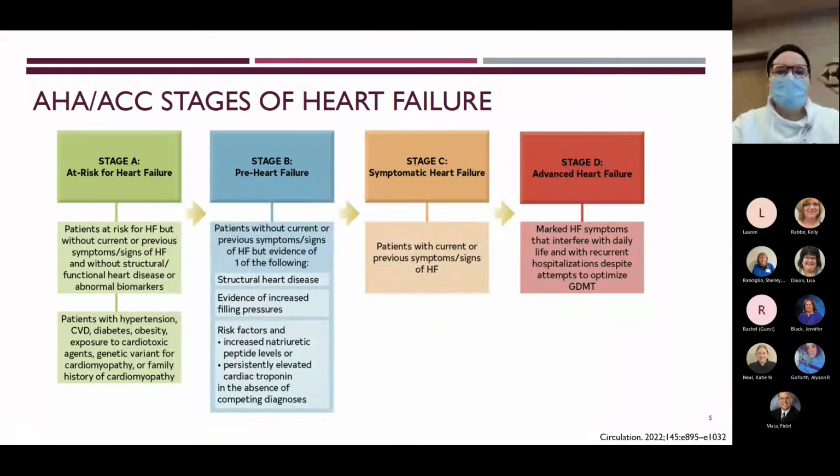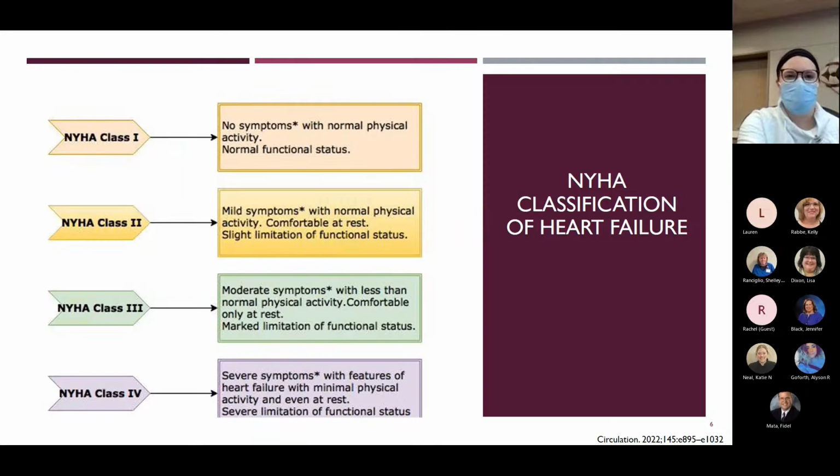Okay. And then back where we left off with stage C. So this is when our patients are now presenting with symptoms of heart failure. And then stage D is that advanced heart failure. And then we have the New York Heart Association classifications of heart failure. So classes 1 through 4. Again, this is just shared for your reference. Not much has changed about this part of the guidelines.